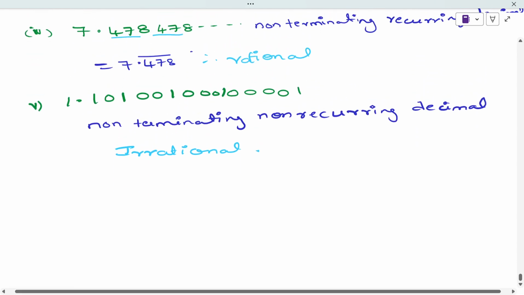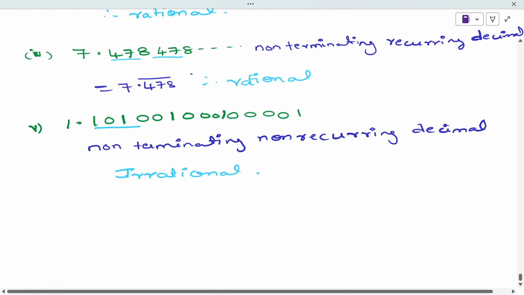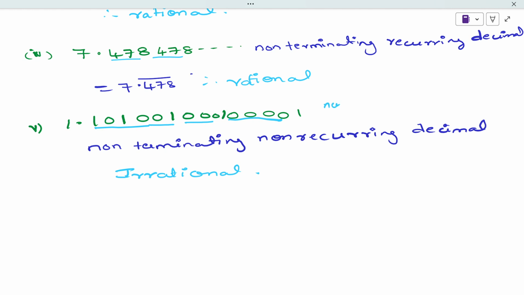Now after the decimal point, the digits are not repeated. Continuously the same numbers are not repeating, so we call it non-recurring. And this is non-terminating and non-recurring. It goes on, as given in the question. This is a non-terminating and non-recurring decimal, so it is an irrational number.